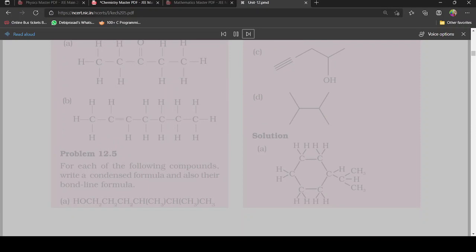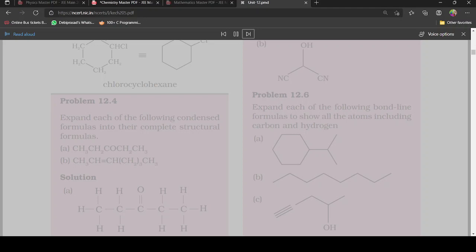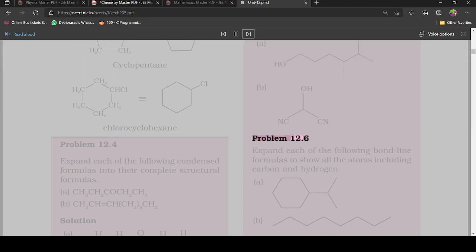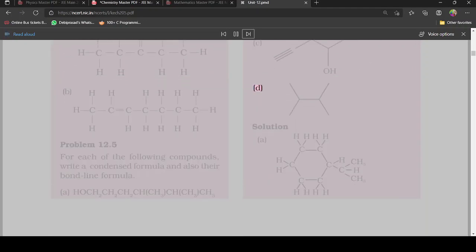A. B. Problem 12.5. For each of the following compounds, write a condensed formula and also their bond-line formula. A. HOCH2CH2CH2CH(CH3)CH(CH3)CH3. B. Problem 12.6. Expand each of the following bond-line formulas to show all the atoms including carbon and hydrogen. A. B. C. D. Solution.